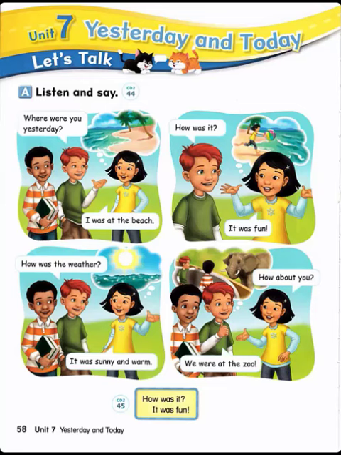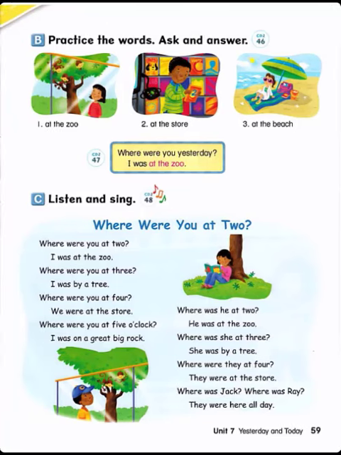Page 58. Language focus. How was it? It was fun. Page 59. B. Practice the words. Number 1. At the zoo. Number 2. At the store. Number 3. At the beach.